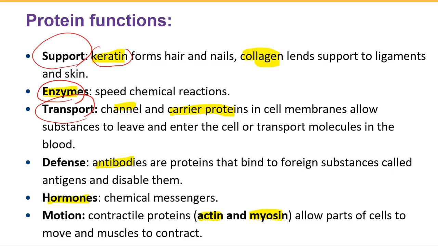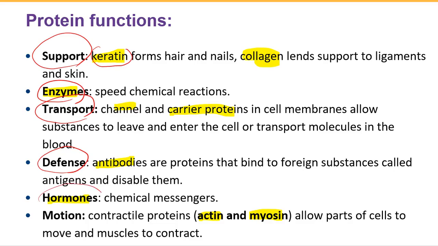Can you believe that? The protein can also be able to do defense, as antibodies are proteins. So the antibodies can bind to the foreign substances like antigen and disable them. So it would be involved in defense of our body as well.